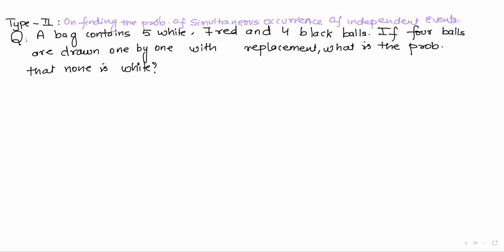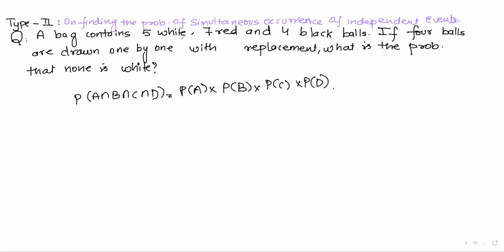Now you can use the same formula. You are drawing the 4 balls. So for the 4 events, what will be the formula? This will be P(A) into P(B) into P(C) into P(D), because the conditional probability will not affect. So this will be the formula. Now please try this question and share your answer. You can do the calculation later on. Just tell me what answer you're getting.